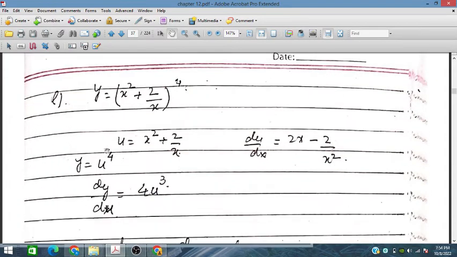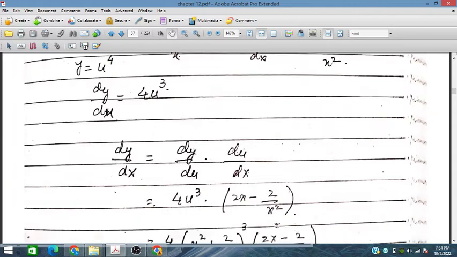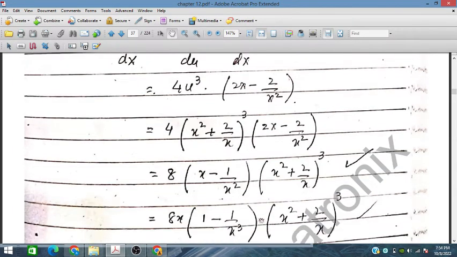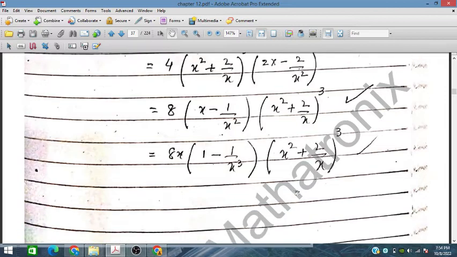So for L, we take x squared plus 2 as u. Differentiating with respect to x, this is u to the power 4, so we find dy by du, and in place of u we write down the value in x, so it becomes this. We can leave it here or here, it's all okay.